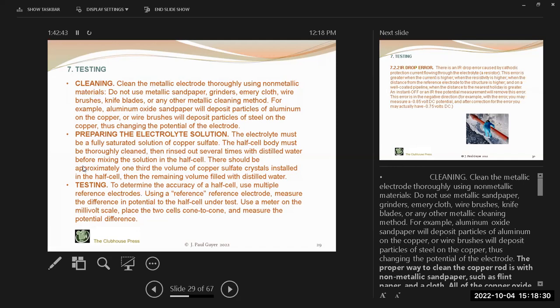With regard to testing to determine the accuracy of a half cell, use multiple reference electrodes. Using a reference electrode, measure the difference in potential to the half cell under test. Use a meter on the millivolt scale, place the two cells cone to cone, and measure the potential differences.